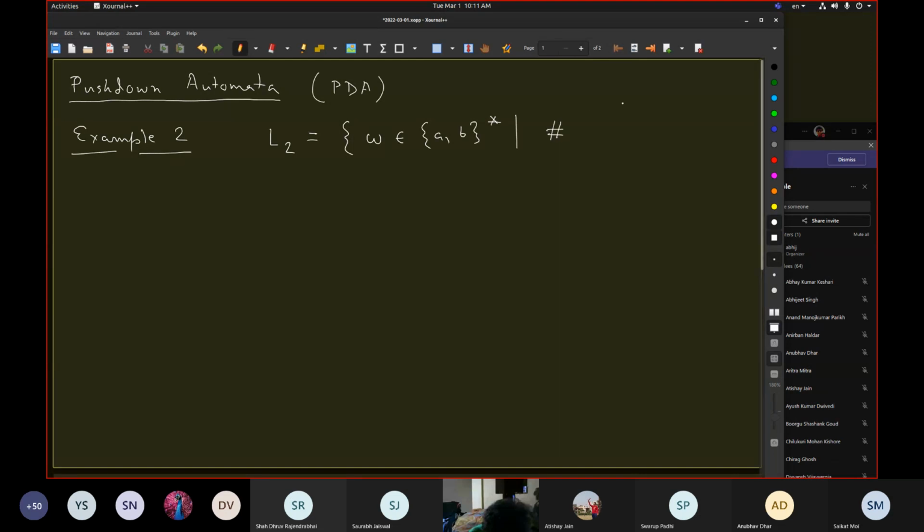All strings W over the binary alphabet {A, B}, such that the number of A's in W is equal to the number of B's in W. And we have seen that if we have a grammar like this, S can be epsilon, it can be ASB, it can be BSA, or SS. This grammar is both sound and complete for L2.